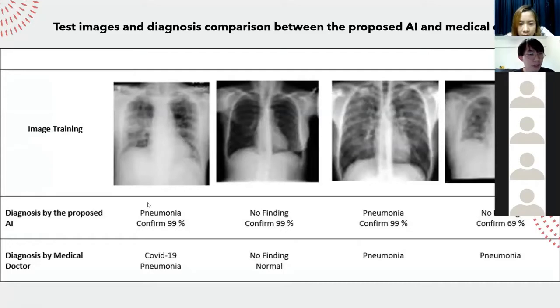From this one, you will see the result from the AI, which is pneumonia confirmed 99%, and from the doctor is COVID pneumonia. This one is no finding, confirmed by the doctor as no finding. And this one is pneumonia confirmed 99%, which is pneumonia. But this one, you will see that it has some error.